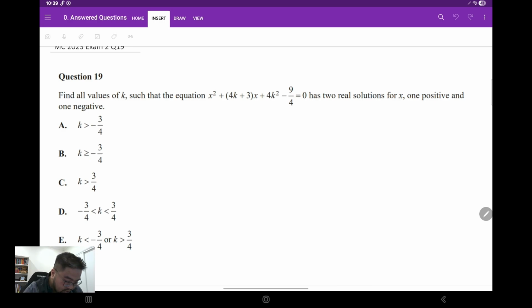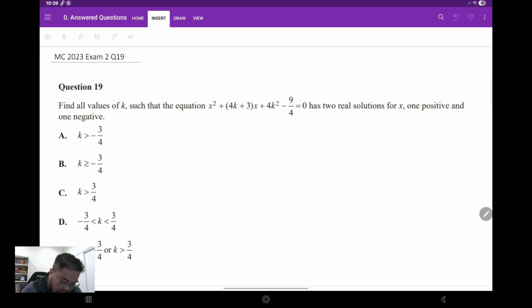All right, this is question 19 of the 2023 exam 2 multiple choice. Now, this question is E, but there is a process to working this one out. So, it says find all the values of k such that the equation has two real solutions for x, one positive and one negative.